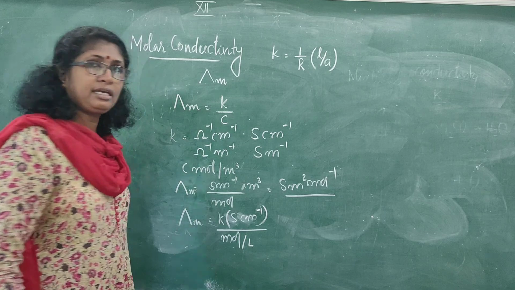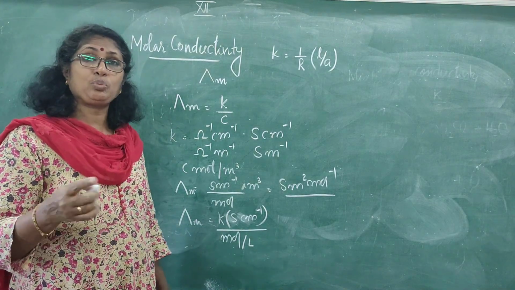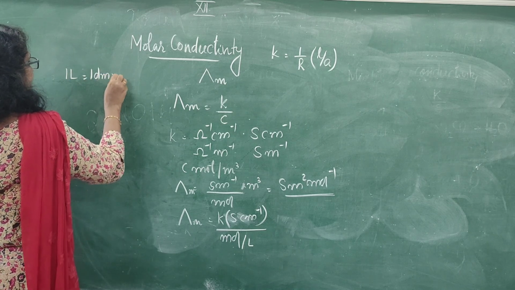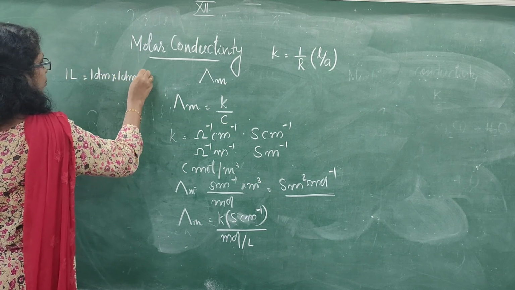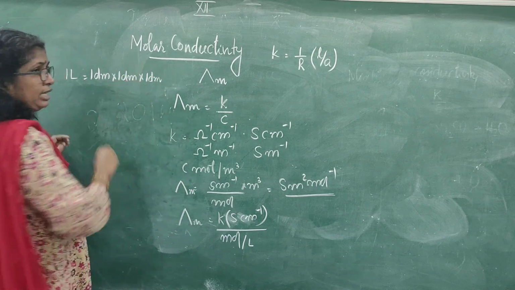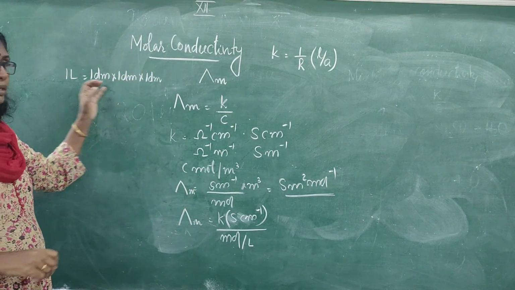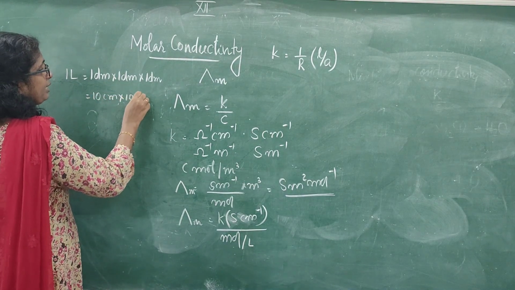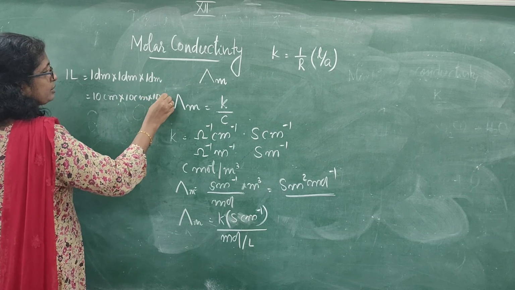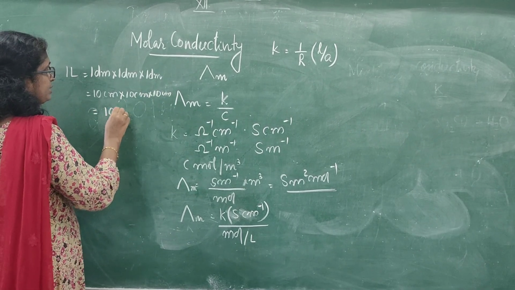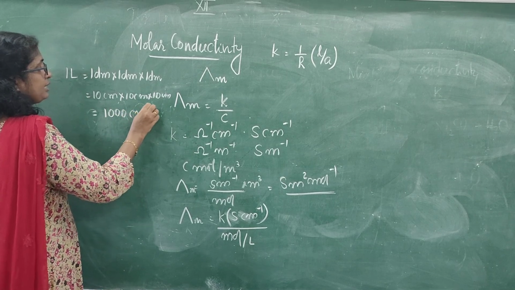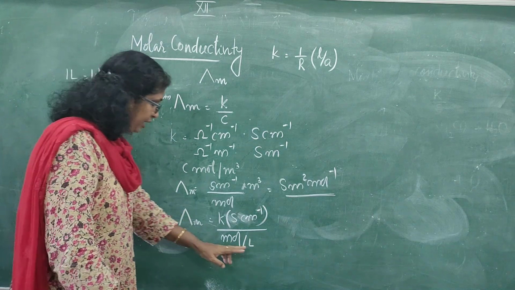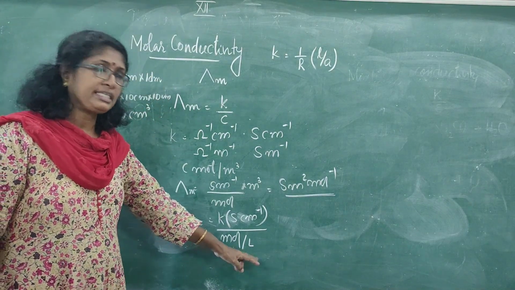Now what is per liter? 1 liter is 1 decimeter cube. 1 liter is equal to 1 decimeter into 1 decimeter into 1 decimeter. That is 1 liter actually. It is 1 decimeter cube. So 1 decimeter is 10 centimeter, so 10 centimeter into 10 centimeter into 10 centimeter. So it is 1000 centimeter cube or 1000 ml. So 1 liter is 1000 centimeter cube. So instead of per liter we can write 1000 centimeter cube.